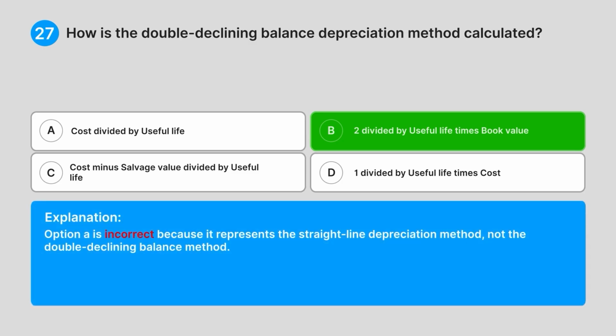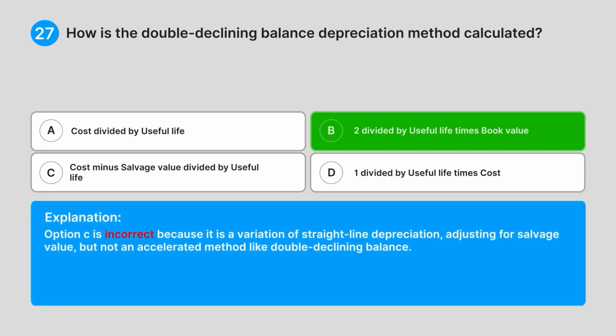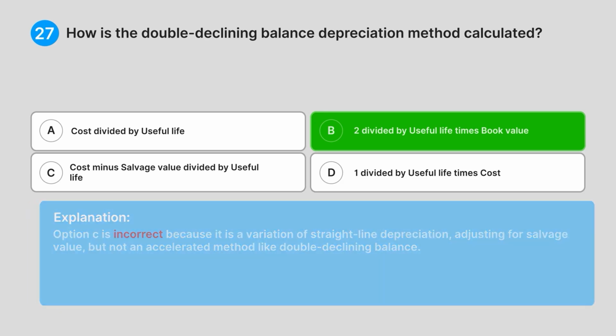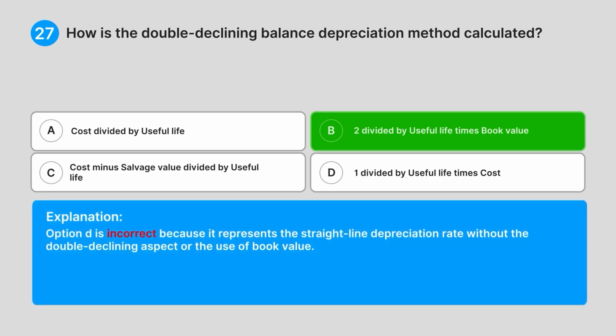Option A is incorrect because it represents the straight line depreciation method, not the double declining balance method. Option C is incorrect because it is a variation of straight line depreciation, adjusting for salvage value but not an accelerated method like double declining balance. Option D is incorrect because it represents the straight line depreciation rate without the double declining aspect or the use of book value.